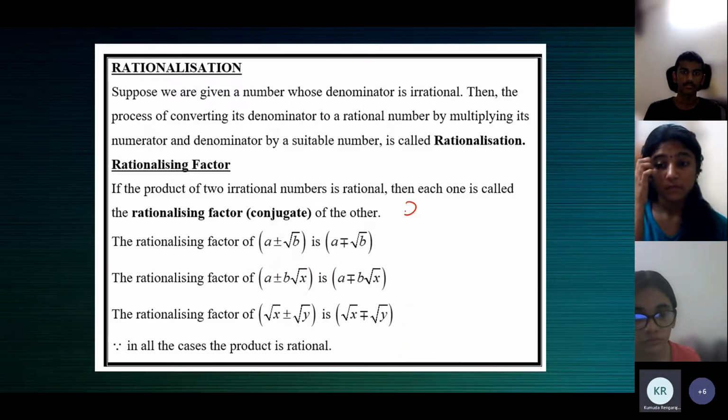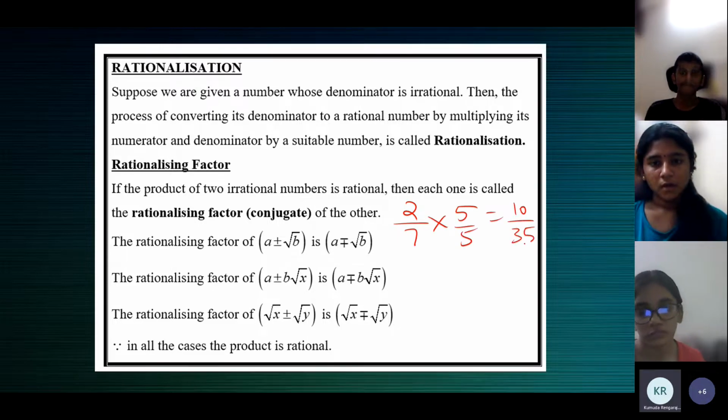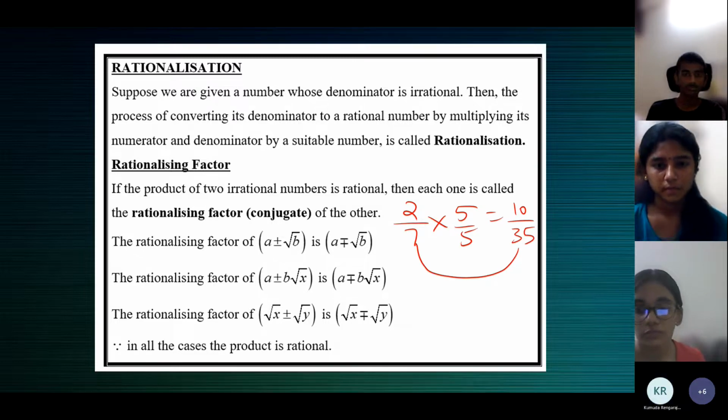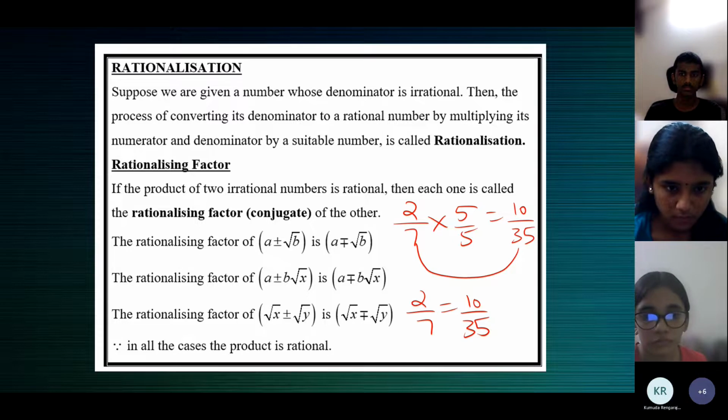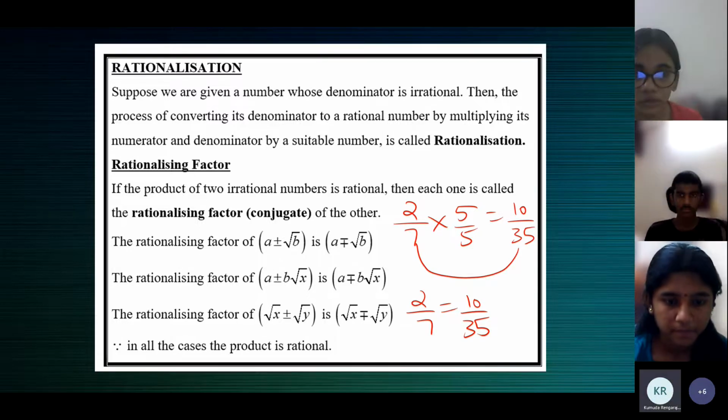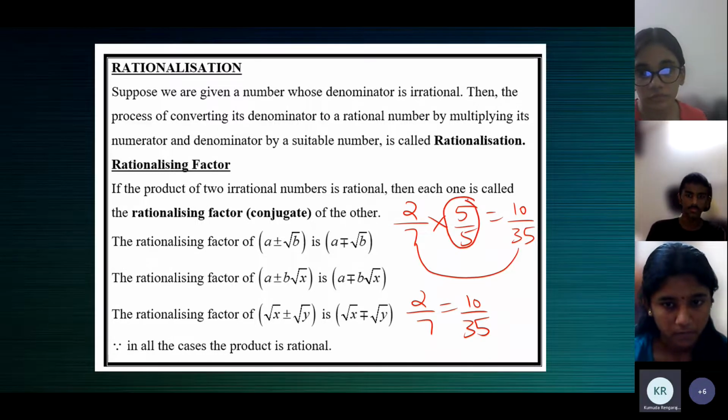Let me come from here. So this you can recall, right? 2 by 7 into 5 by 5 is 10 by 35. So 10 by 35 is a fraction equivalent to 2 by 7. This we can recall, right? So can we say that 2 by 7 is equal to 10 by 35? Yes, ma'am. Yeah, we can. 5 by 5 is 1. So what are you doing actually? You're multiplying 2 by 7 by 1. So you're not changing its value. It becomes 10 by 35, but its value is the same as 2 by 7.